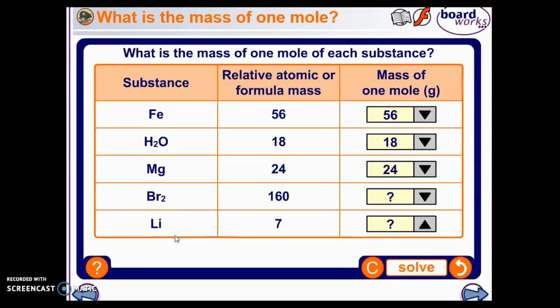Now let's try a few examples. The first 3 questions have been done for you. What is the mass of 1 mole of bromine gas? Given to you, the relative formula mass of bromine gas is 160. If your answer is 160, you are correct. What is the mass of 1 mole of lithium atom? Given is the relative atomic mass of lithium atom, 7. Therefore, the mass of 1 mole of lithium atom is 7.